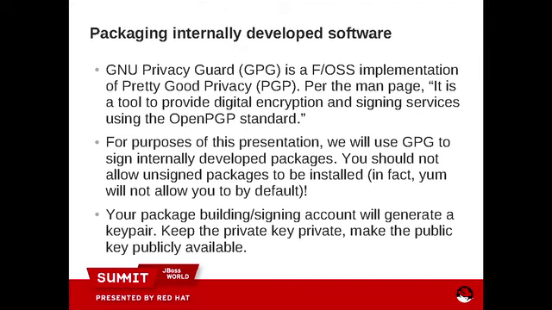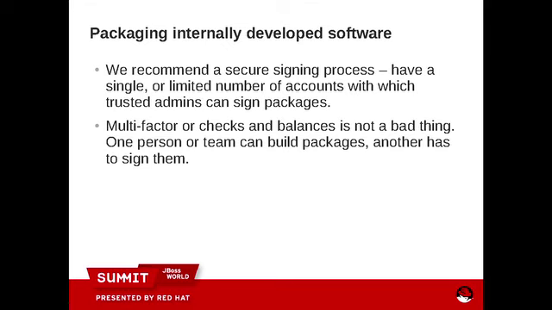Your package building and signing account will generate a key pair. Keep that key pair private. Make the public key publicly available, keep the private key private. I recommend that you have some sort of a secure signing process. You may have anybody or any team of folks who can build RPMs, but you need to control the signature of those RPMs. Once they get out into your satellite environment, once they're signed, they can be installed anywhere. So make sure that you've put some checks and balances in place. Multi-factor is not a bad thing. One team builds, another team signs and deploys.